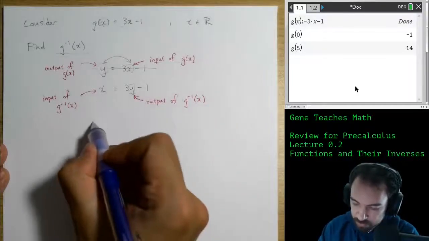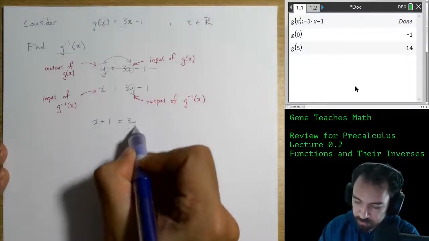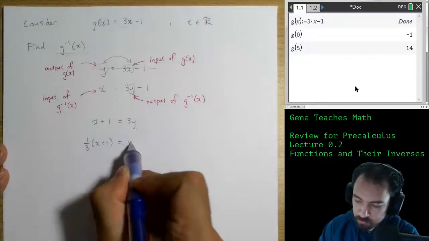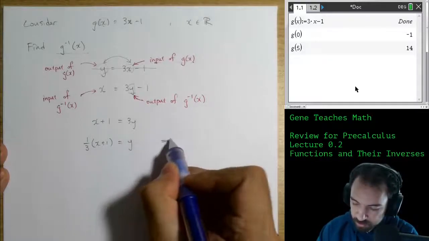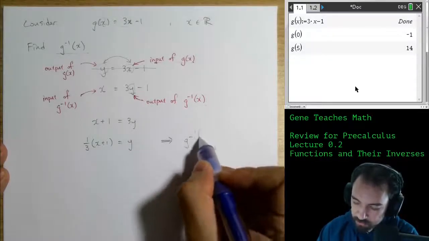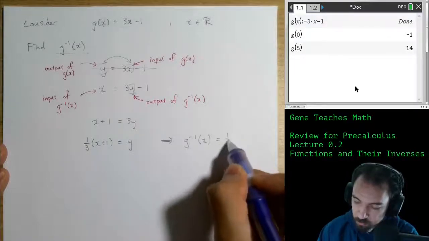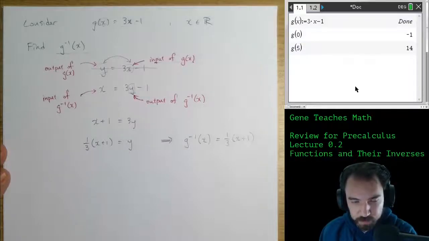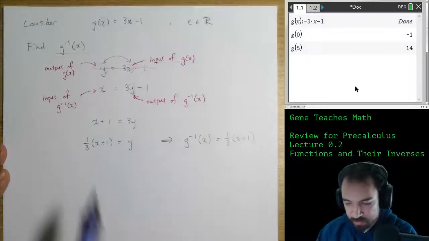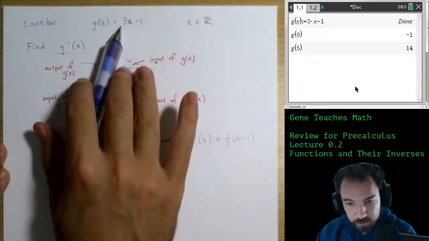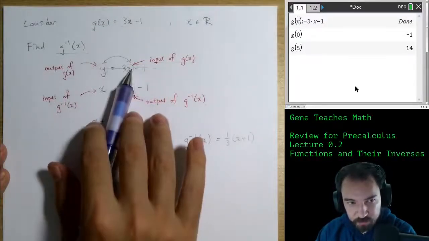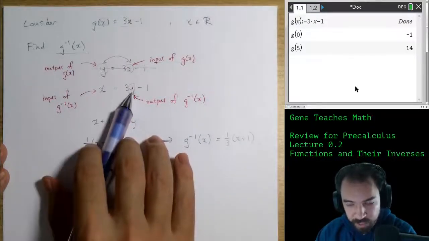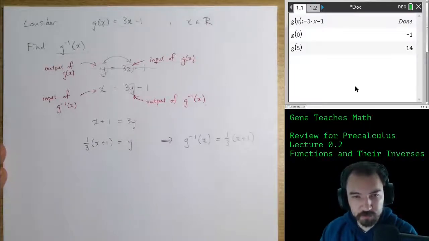So if I add 1 to the other side, I get x plus 1 equals 3y. And then I'm going to divide by 3, so that's 1/3 x plus 1 equals y. And my conclusion then is g inverse of x is 1/3 x plus 1. Okay, so the procedure, once again, we teach it as write down a relationship for the original function, then switch the x and y. Once you have switched the x and y, you isolate and solve for y, and that result is going to give you the inverse.